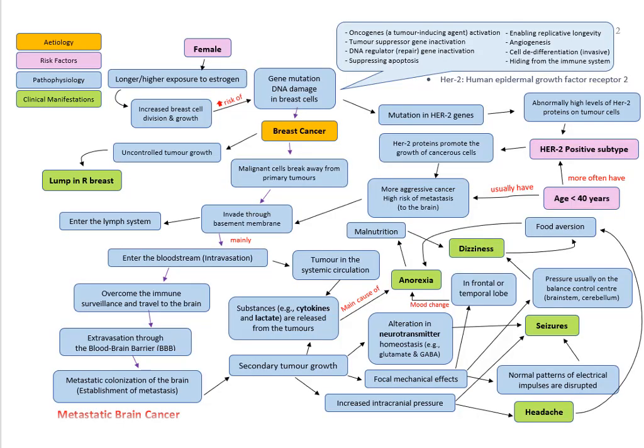Hi students, this is an exemplar concept map from our recent assignment. This is the concept map for the metastatic brain cancer, and this particular map is from a student who scored highly within this section.